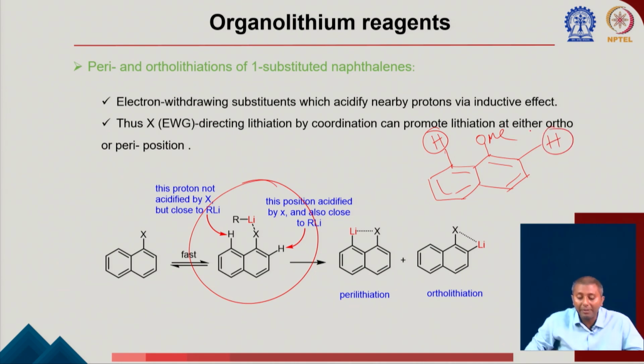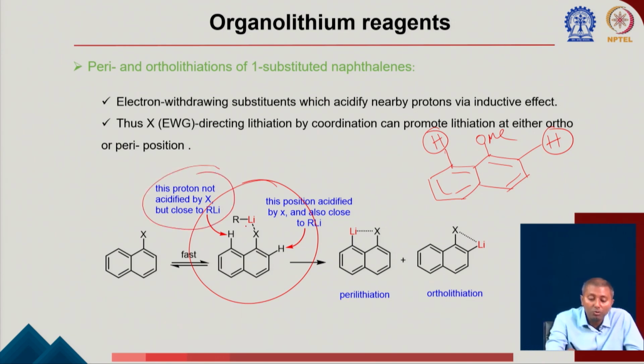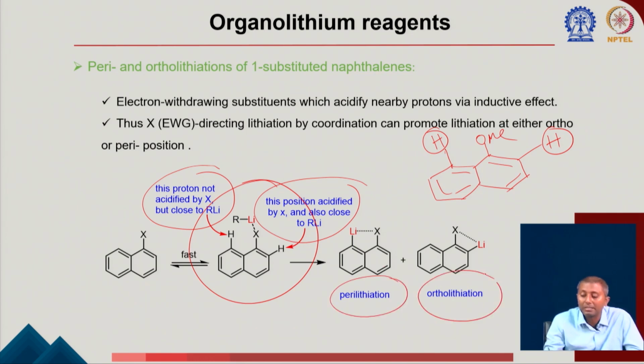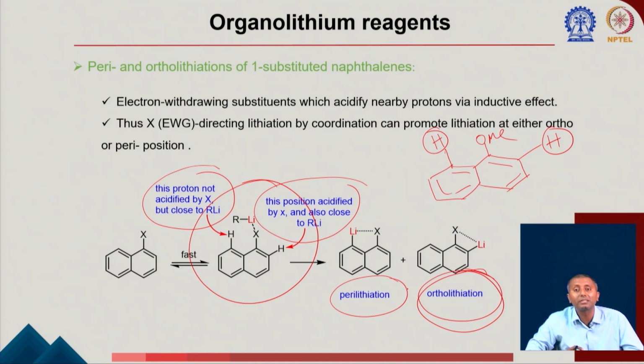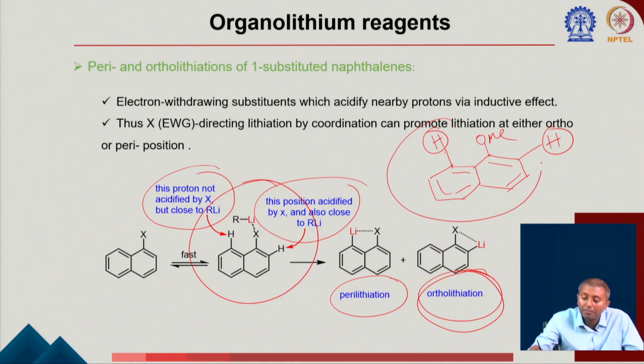So we can say that this proton is not acidified by X but is close to RLi. This is one thing; this proton is also close to RLi, and we call this perilithiation or ortholithiation. If you think about this proton abstraction, then if you generate a negative charge, this OMe can stabilize it. That is how the ortholithiation forms. You will see that the ortholithiation happens as the major pathway, but at the same time the perilithiation is also happening. Why is this happening? Because once the lithium is coordinating here, it can abstract this proton and form the lithium here as well.